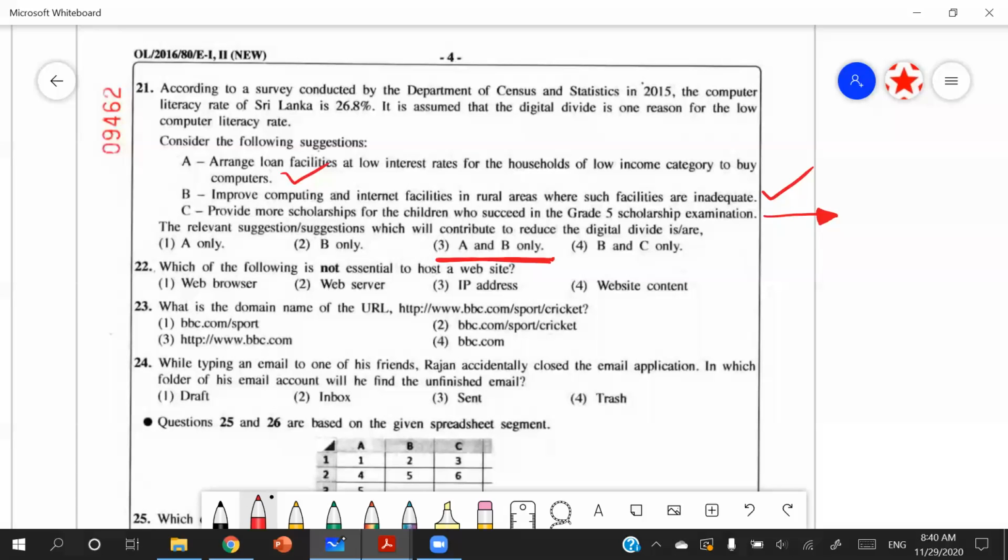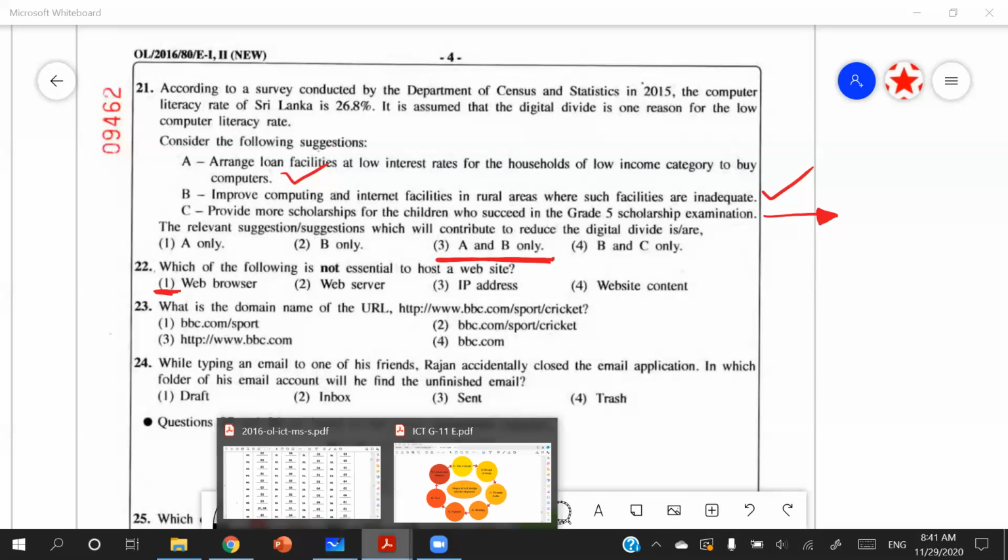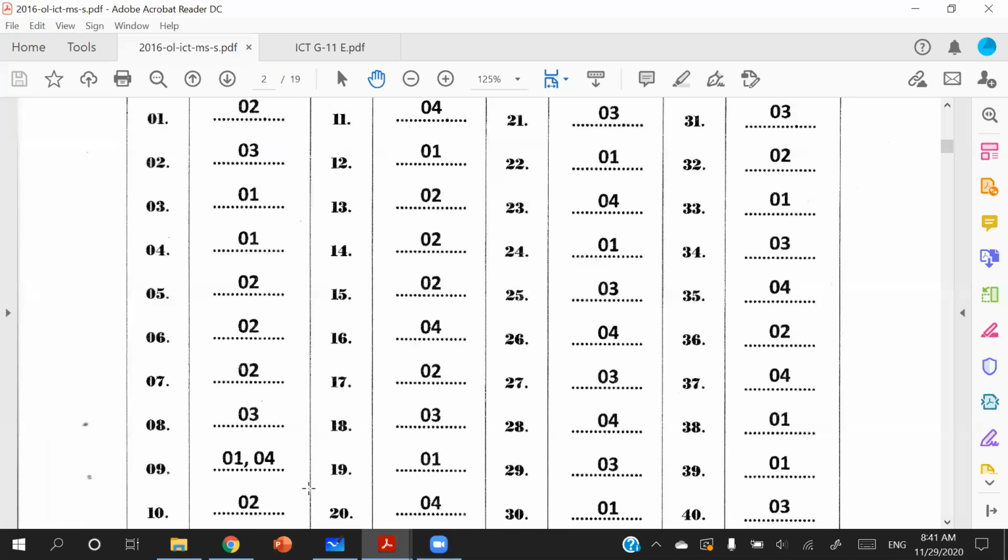The web server, the server space, the domain name, and the website contents, right? To access a website, we need a web browser. So your answer should be the first one in the 22nd, right? So yes, they have taken the first one as the answer.